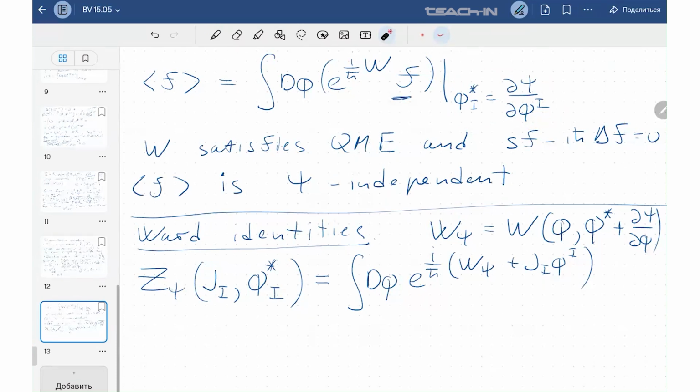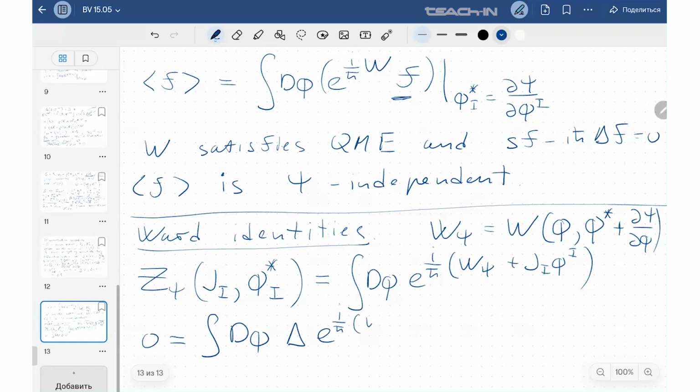Then, in terms of this generating functional of Green's functions, we can find identities which are precisely the Ward identities. The trick to obtain them in a nice form is as follows. So you just consider the identity: 0 equals the integral d phi, and then let's write delta, ħ, psi plus, for instance, like this. This is 0, right?